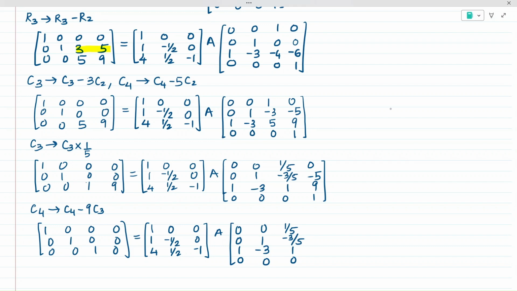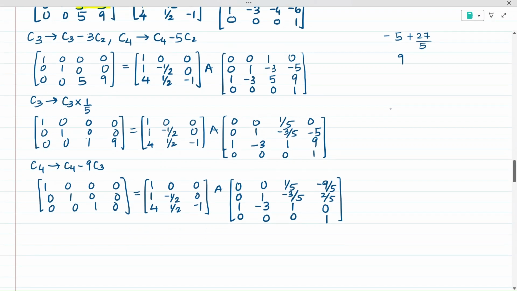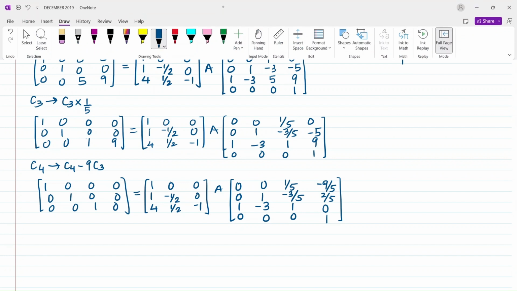Okay. Now we have to subtract 9 times the third one. So this will be negative 9 by 5 here. Let's do some rough work, or you can use a calculator. The minus 5 plus 27 by 5. So that's going to be 2 by 5. Then I have 9 minus 9, which is going to give me a 0 here. And this will remain the same. This will remain the same. Okay. So now you can observe the left-hand side has become a normal form.